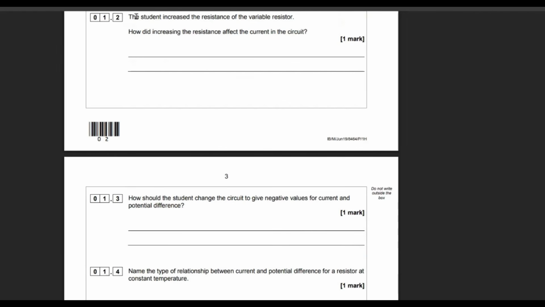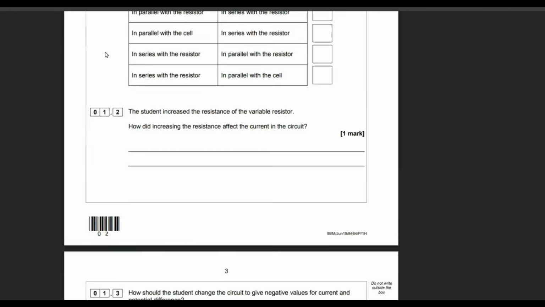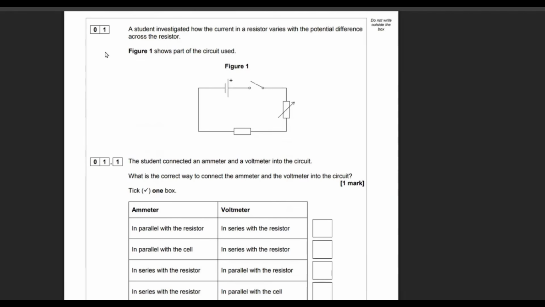Okay, we're on to 1.2. The student increased the resistance of the variable resistor. How did increasing the resistance affect the current? 1 mark. Okay, why don't you press pause? Have a go. It's really a 50-50. It's either going to increase the current or decrease the current.